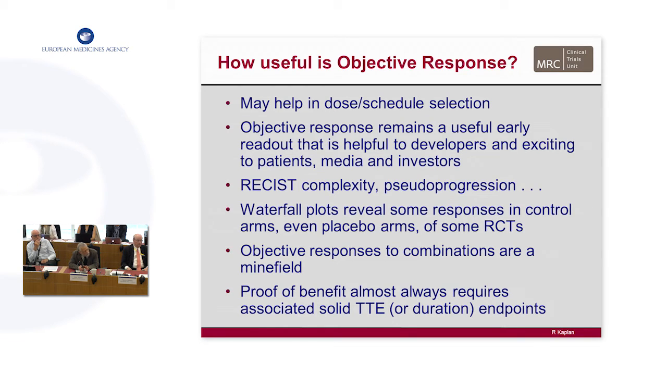We haven't talked very much about the fact that combinations are really a minefield when it comes to looking at objective response rate or even duration. Segregating the differences in combinations from those you might have seen with single active agents in the same setting is particularly difficult without a control group. Moreover, proof of benefit almost always seems to require either a time to event endpoint or, in the context of a lot of today's discussion, a duration endpoint, still a time-based endpoint.